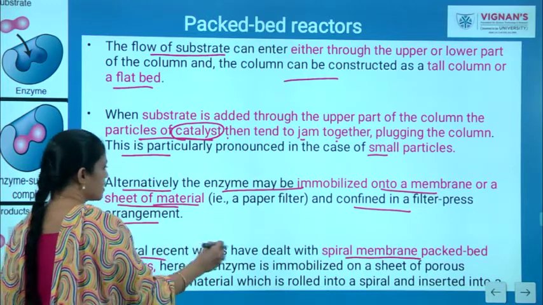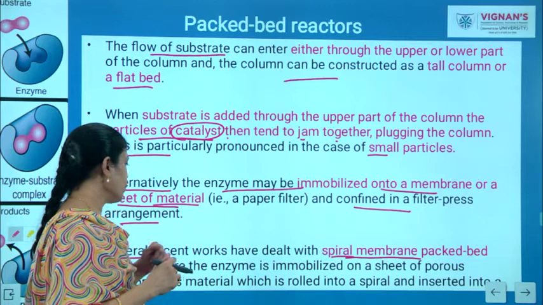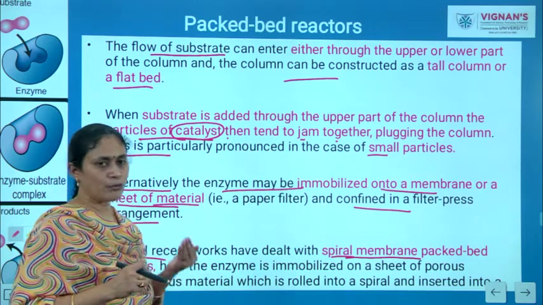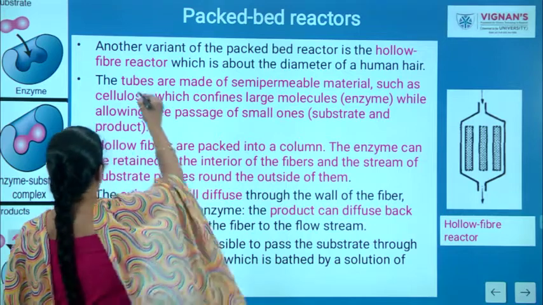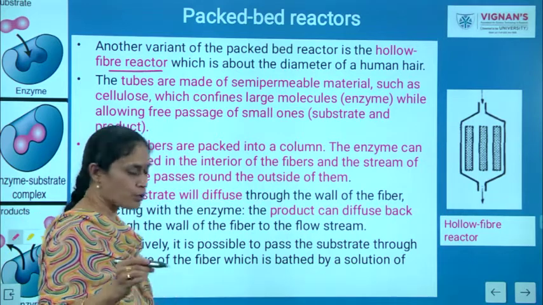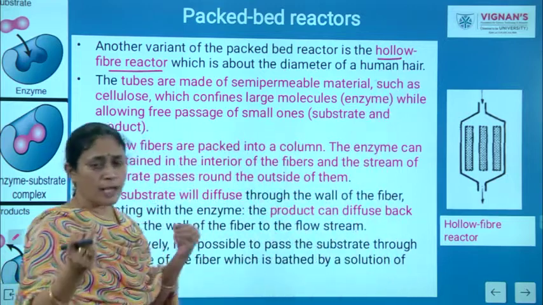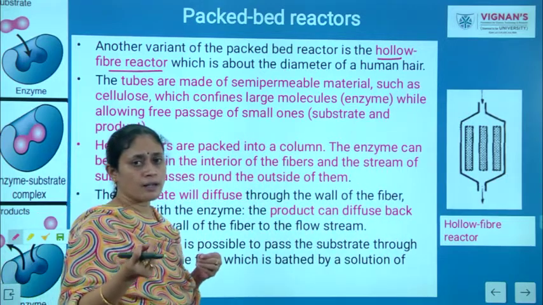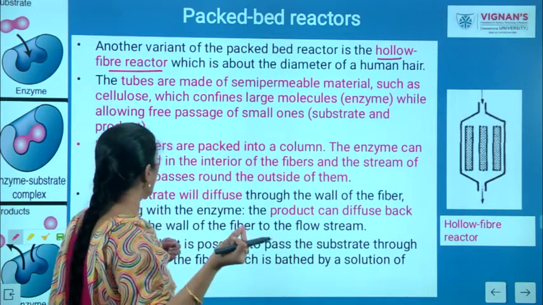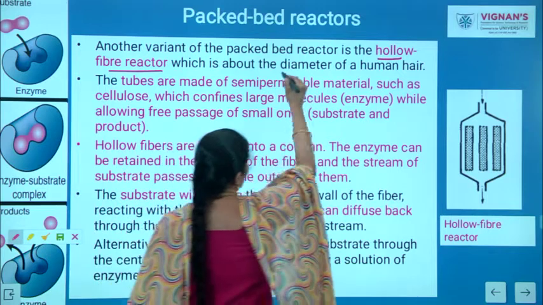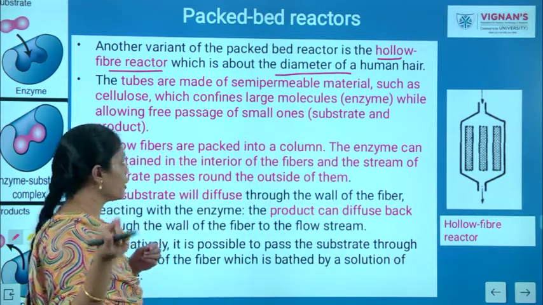So this is a modification to your packed bed reactor in order to increase your yield of your product. Apart from that, you can also use hollow fiber reactors. The fibers that you are considering have the diameter of your human hair. So they are very thin. The diameter of your tube is equal to the diameter of your human hair.